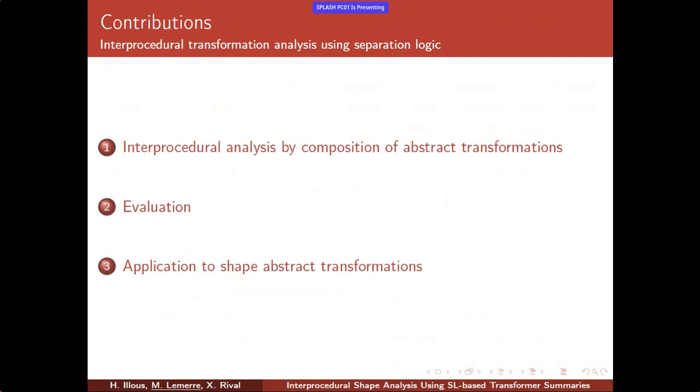So in this talk, there are two main contributions: first, the interprocedural analysis by composition of abstract transformations, and second, the application to shape analysis. And I really want to focus today on the interprocedural analysis part because I really think that it can be of use even outside of the shape analysis world, in any case where you might want interprocedural analysis.